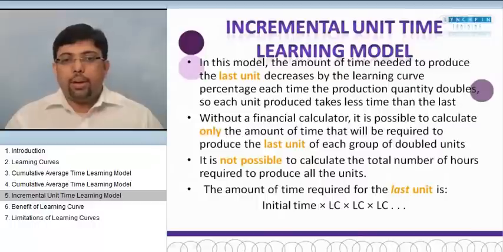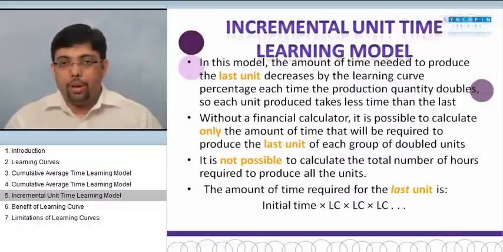In this model, the incremental model, the amount of time needed to produce the last unit decreases by the learning curve percentage each time the production quantity doubles. So each unit produced takes less time than the last one. What we are trying to say is that we are not going to take the cumulative, but we are going to take the incremental. So what does it mean? It means the difference between the last unit and the first unit.